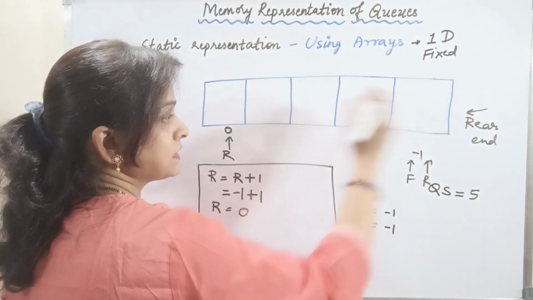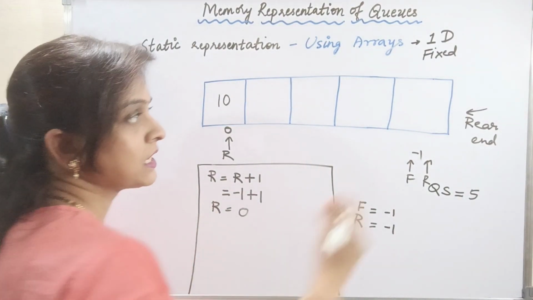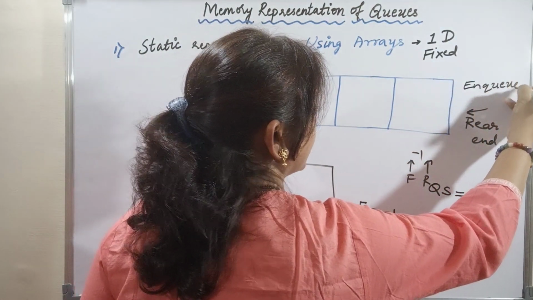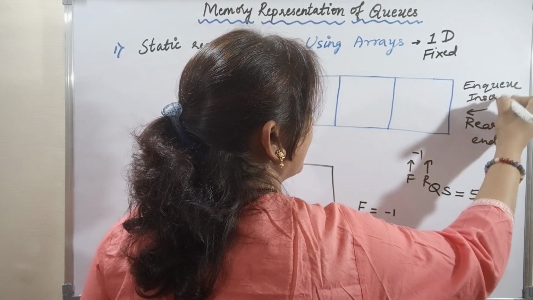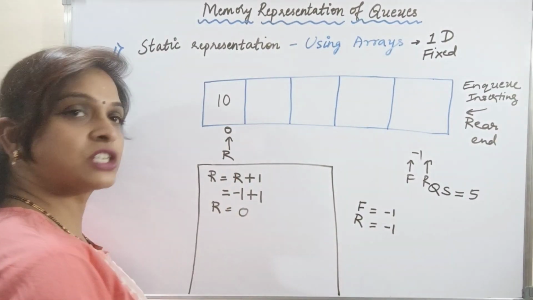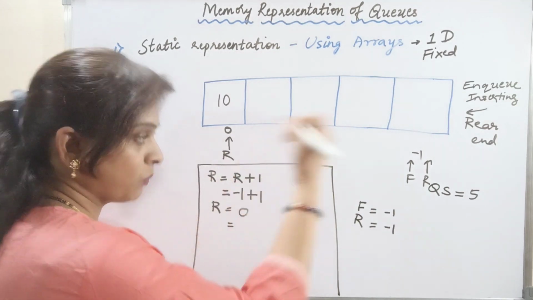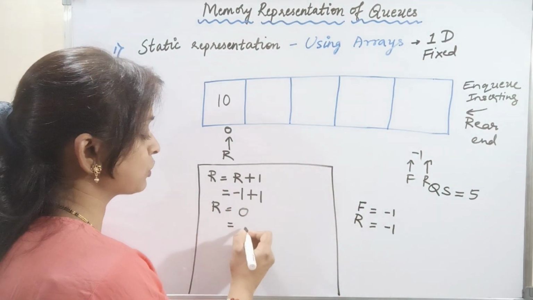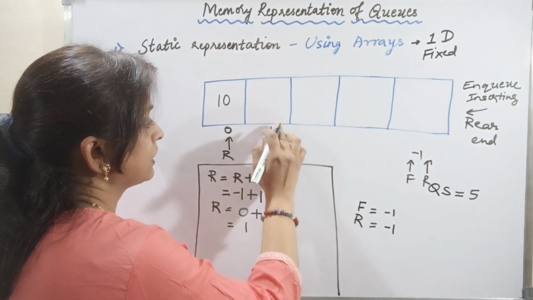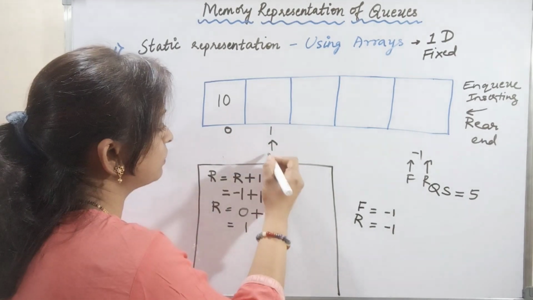Here also, just assume I am inserting the element 10. That is, I am performing the NQ operation. NQ means inserting. I am inserting the first element from the rear end and it is placed here in position 0. Then once again I do the insertion, the next element. I say 0 plus 1, it becomes 1. Now the pointer is pointing to 1.